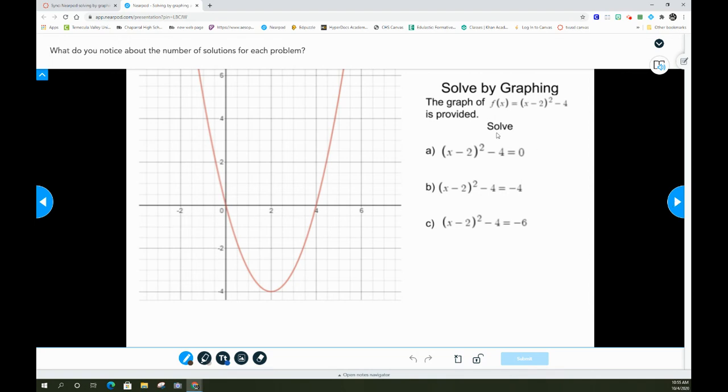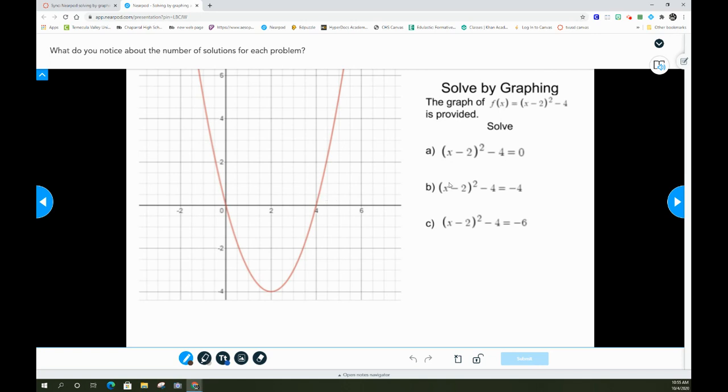All right, so here it says solve by graphing. I have these three problems. The graph of (x minus 2) squared minus 4 is provided right here. You can see it has a vertex of (2, negative 4). A is 1: over 1, up 1, over 1, up 3.